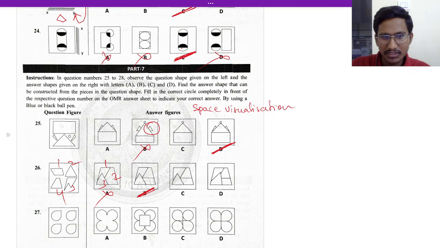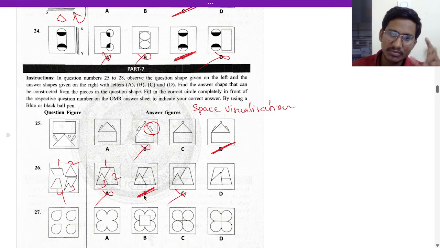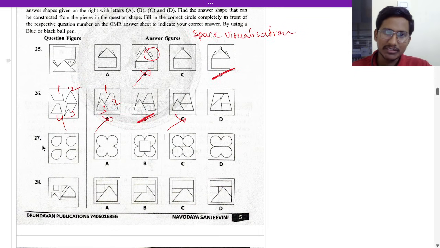Or will it be C? B and C look the same, right? Okay. So B is the answer here, not C, because if you see here, it is a little more stretched, so that is why it looks like B, not C. Okay. So 27, here if you join them all, the answer will come what?